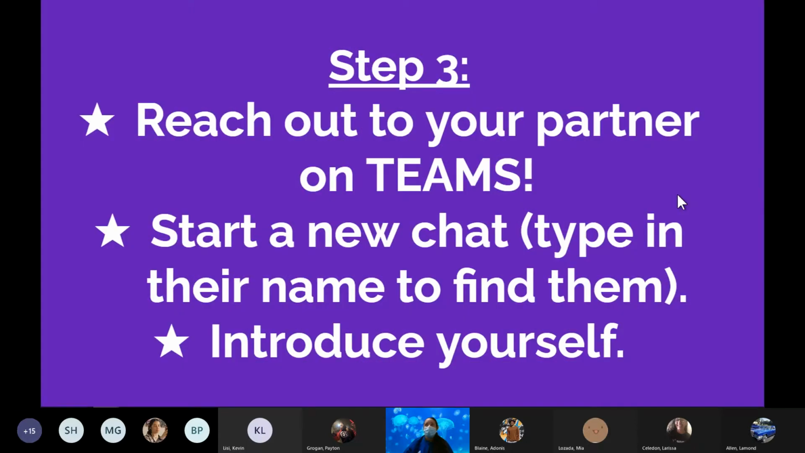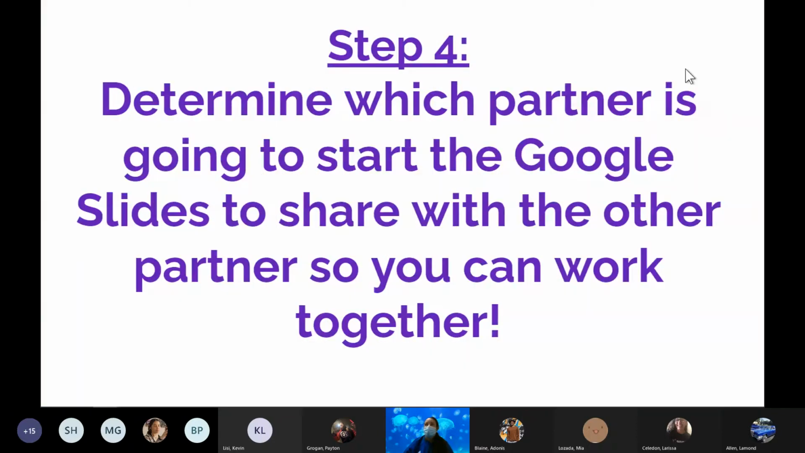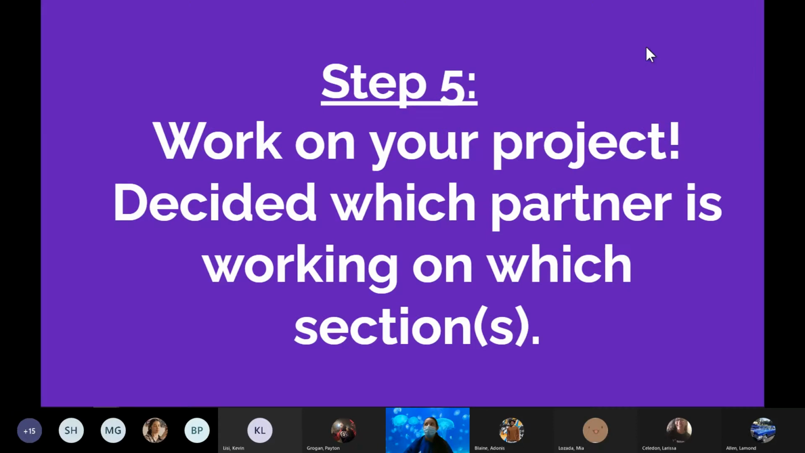You need to reach out to your partner on Teams. If you know them and have their number, you can just text them. But if you don't, find them on Teams. You can do that by starting a new chat and typing their name in the bar to find them. And then you introduce yourselves to each other, especially if you don't know each other. And then you're going to determine which project is going to start the Google Slides to share with the other partner so that y'all can work on it together. This is found on the hub. And so you'll just create your own Google Slides and attach it when you turn it in.